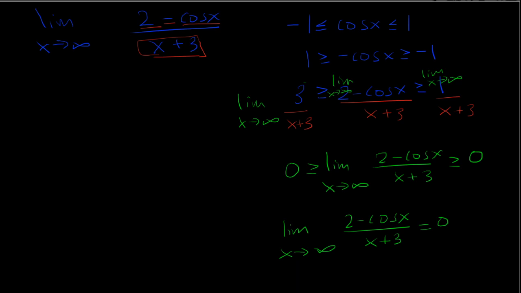Let's do another one. I have the limit as x approaches infinity of cosine squared 2x over 3 minus 2x. Okay, so the first place I'm going to start is noticing that I don't have cosine x, I have cosine 2x first. So let's start with cosine 2x. Just like cosine of x, cosine 2x is between negative 1 and 1.